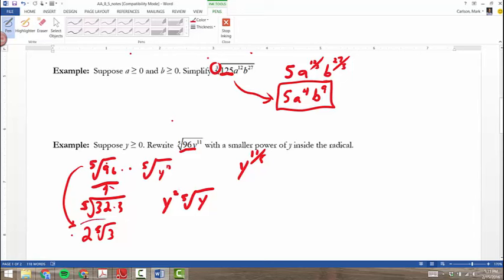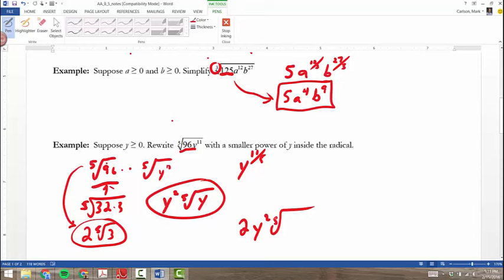Now I want to take this and put them back together. So I'm going to have outside the radical 2y squared, but inside the radical, I still have 3y. And although it doesn't look any more simplified, because I've pulled everything out of the radical that I can, this is the simplified version of this. So this is the answer we would be looking for.